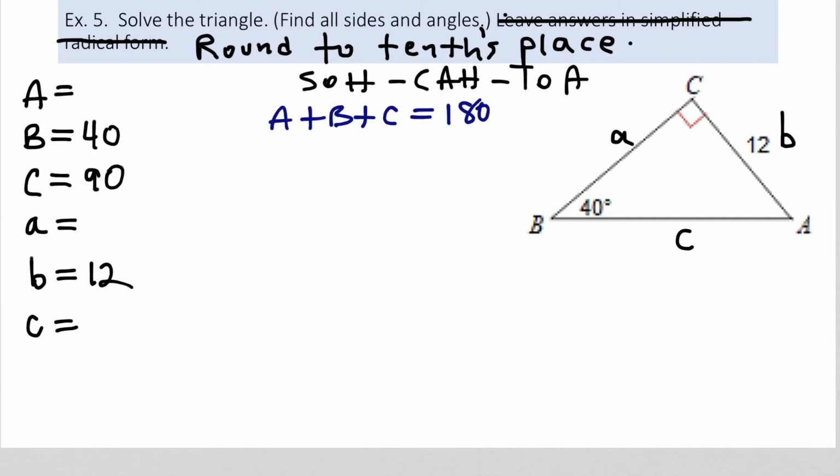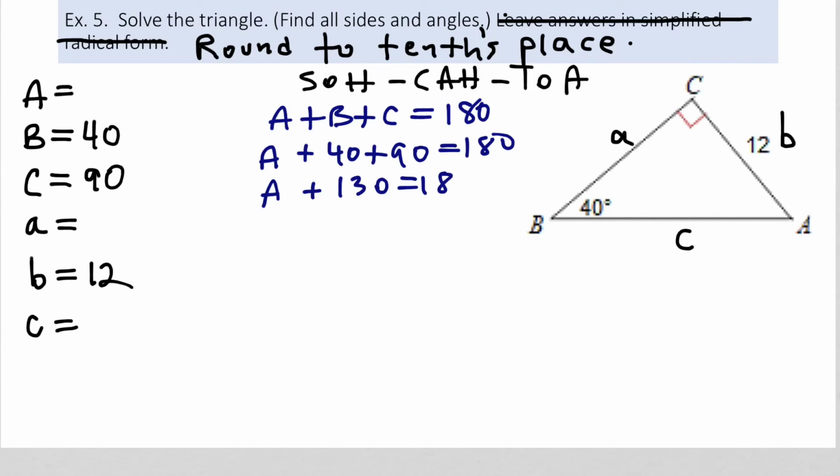All right, so we know two of them already. The only one we don't know is A. So we've got 40 plus 90 is equal to 180. So that's A plus 130 is equal to 180. So subtracting 130 will have 50 degrees. Right, so now we know all three angles.